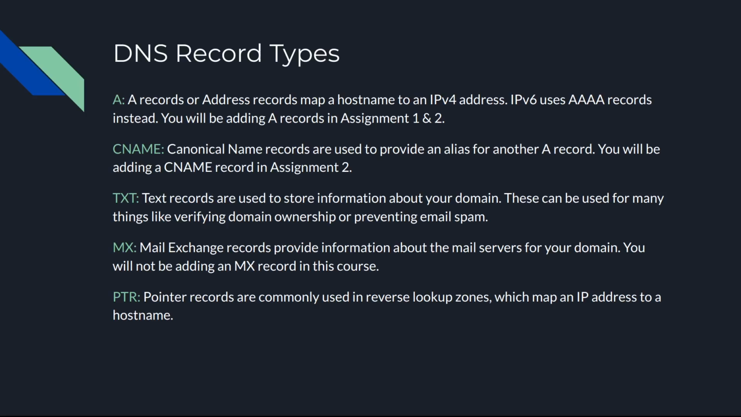And then finally, pointer records, PTR. They're commonly used in reverse lookup zones, which map your IP address to your host name instead of the other way around. Your address record has a host name, right, and an IP address that it corresponds with. Pointer records have the IP and then the host name. It's just the reverse.